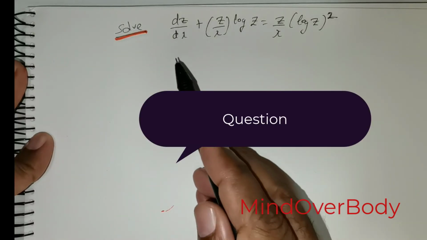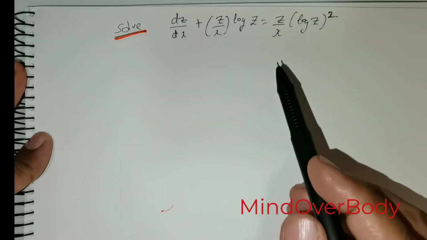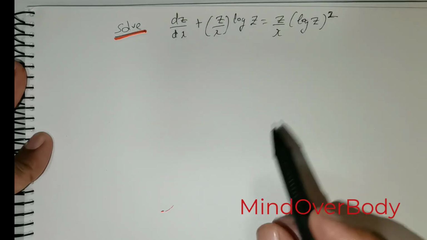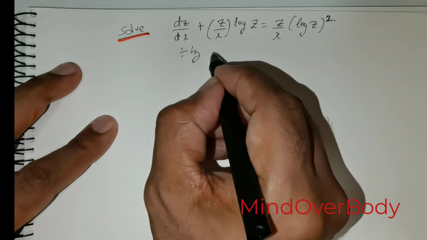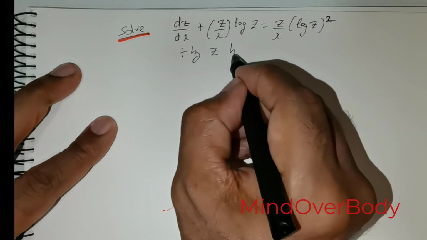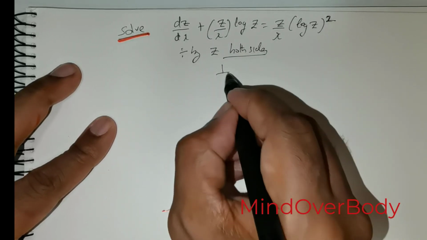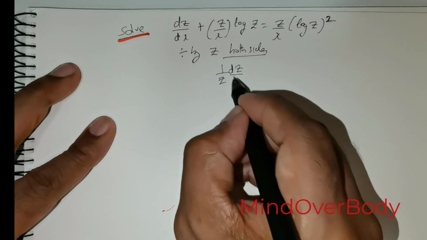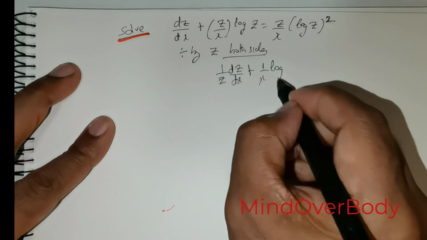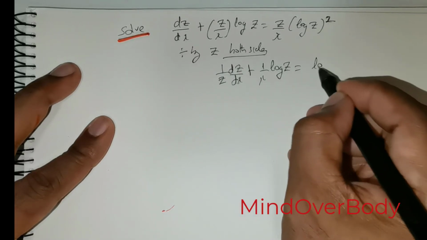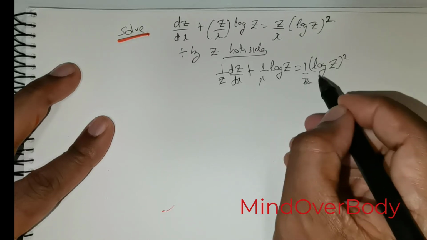Students, we are given this question: dz over dx plus z over x times log z is equal to z over x times (log z) raised to the power of 2. So foremost, to start off, what we will do is divide by z on both sides. If I were to do this, this is going to give me 1 over z times dz over dx plus 1 over x times log z is equal to (log z) raised to the power of 2 times 1 over x. So this is what I've got.